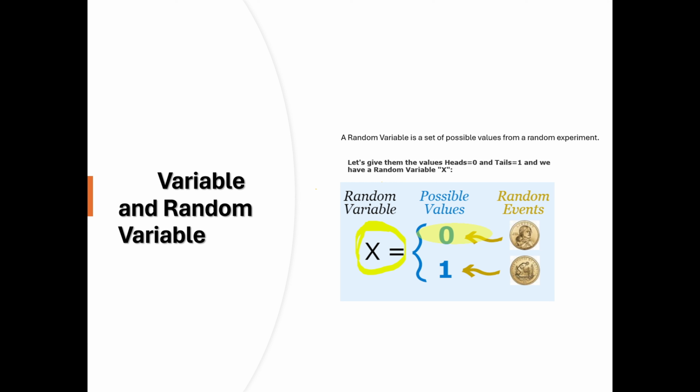Now, a possible value. If I flip a coin, whenever we flip a coin, we can either get 0 or we get 1. There is no other thing you can get. So head or tail. What we have done is put head as 0. That's your possible value. And your tail is 1. So it says over here, let's give them a value: head equals 0 and tail equals 1. And we have a random variable x.